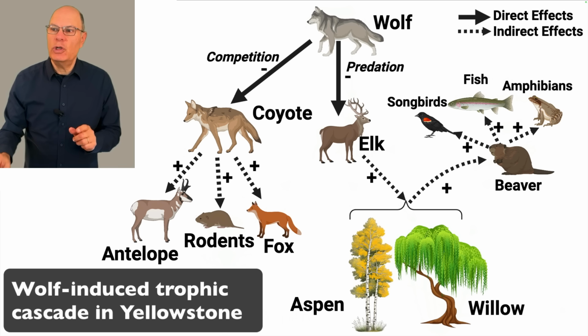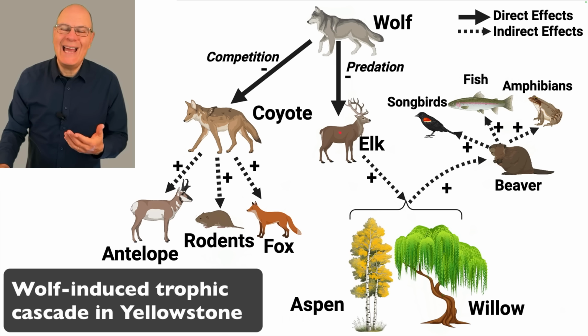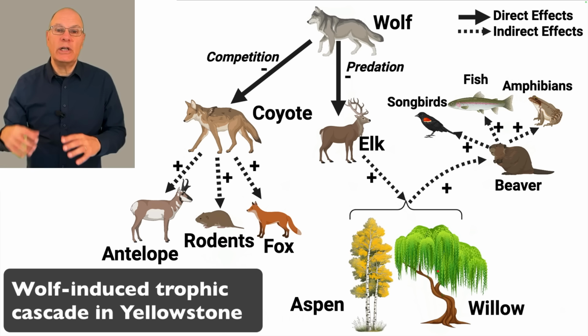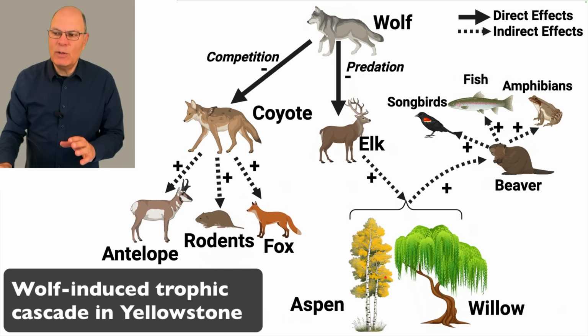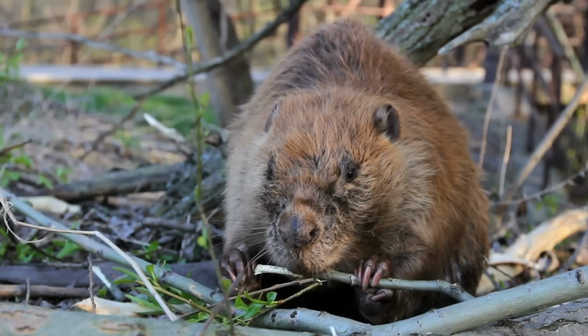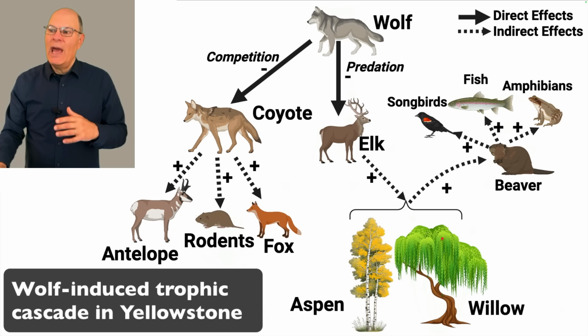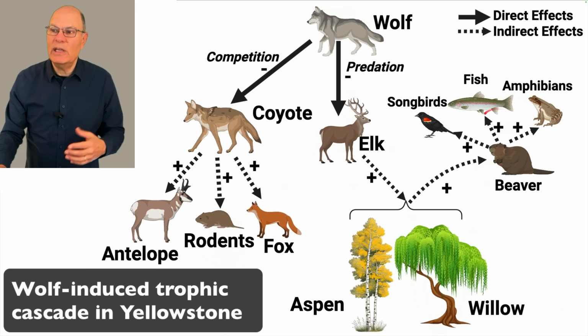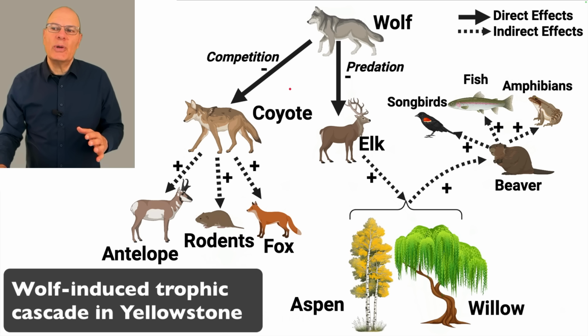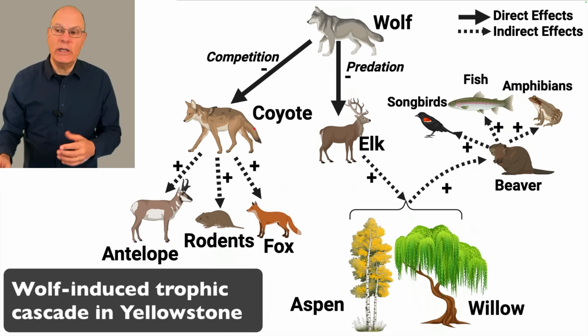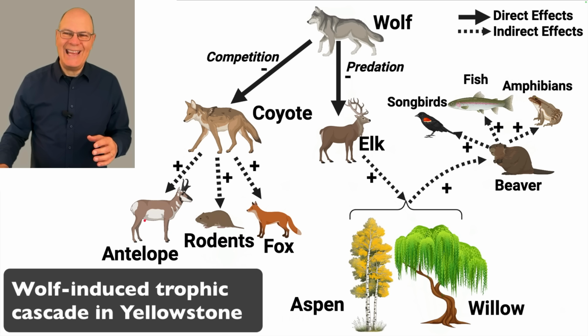When wolves were reintroduced, they started to prey upon elk. The elk, in the wolves' absence, had reduced the numbers of aspen and willows, particularly along riverbanks. So the aspen and willows were able to regrow. That provided habitat for beavers to use the willows and aspens to create beaver dams. That created great aquatic habitat, and that led to an increase in organisms like amphibians, fish, and songbirds. The wolves were also competitors with the coyotes, so their reintroduction led to a decrease in coyote numbers, and that led to flourishing of some coyote prey, including foxes, rodents, and antelopes.